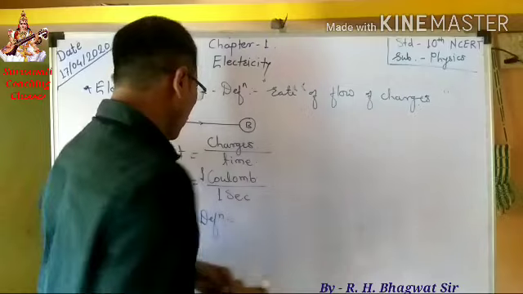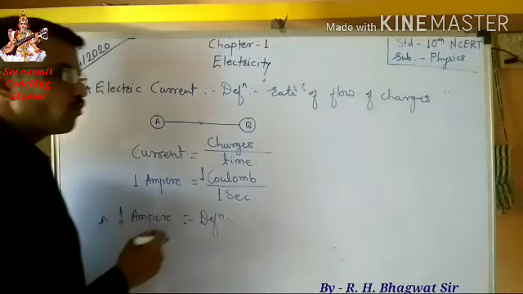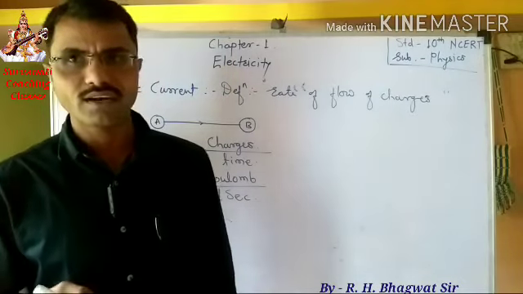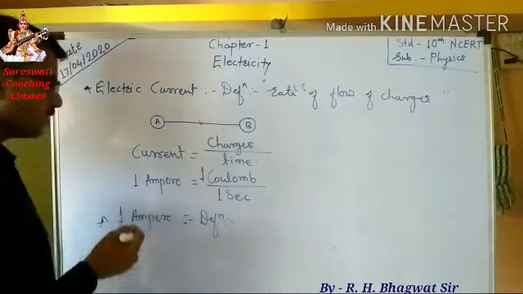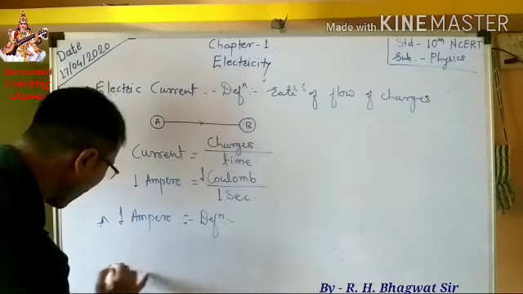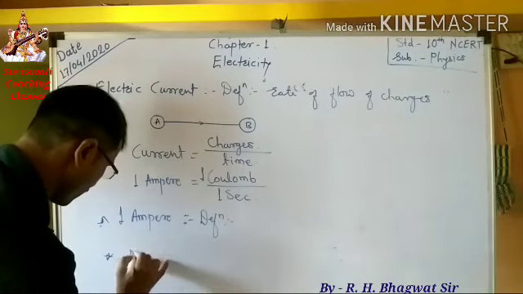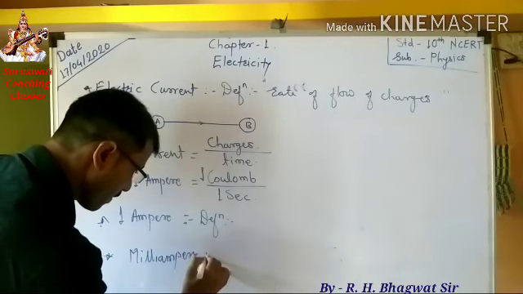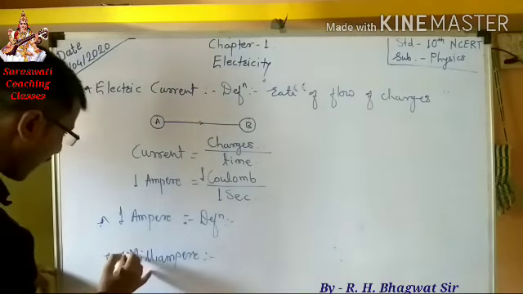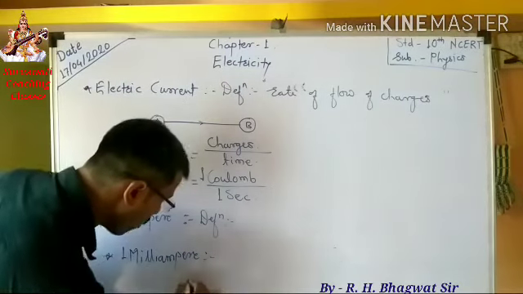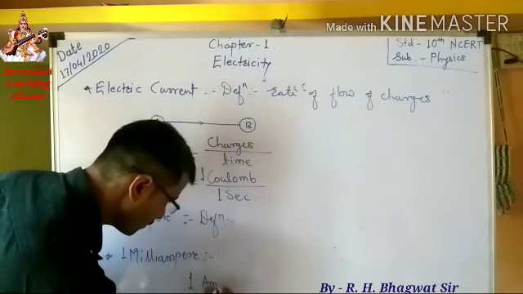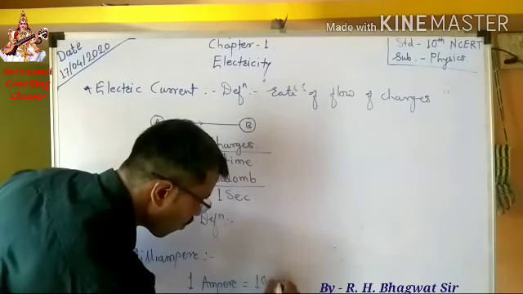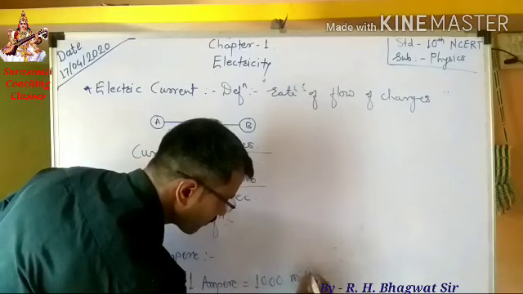Okay. Now, in some cases we have to measure a very small quantity of current. In that case the unit used to measure current is milliampere. The relation between 1 ampere and 1 milliampere is that 1 ampere is equal to 1000 milliampere.